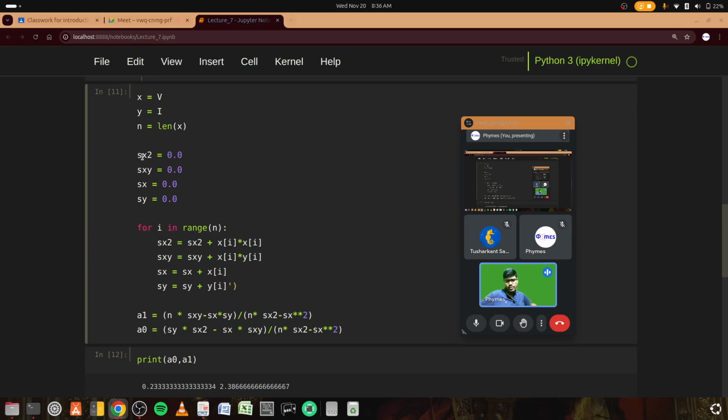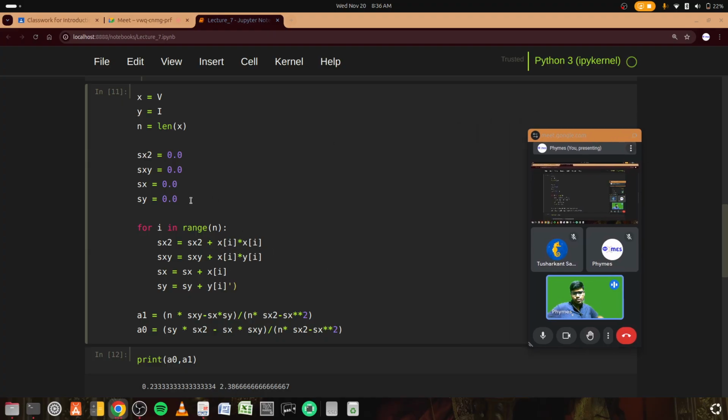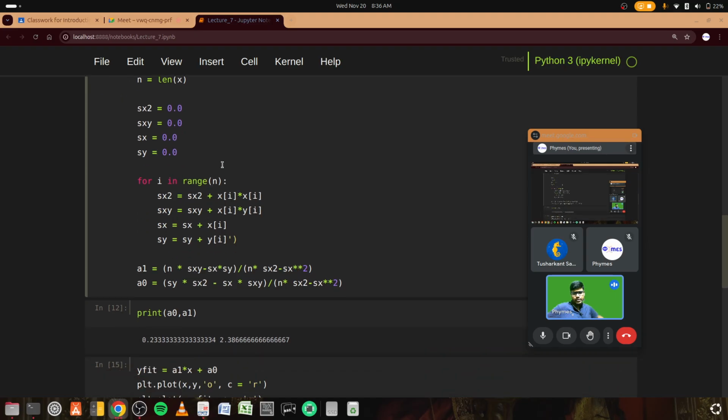So first we assume that the summations are 0. The initial values are 0, and as we go through the for loop, we will update their values, right? So for i in range n, meaning for all the data points, the summation will go like this. The sx2 value is xi into xi, xi square. You are adding the square values to this variable, and this sxy is xi into yi, right?